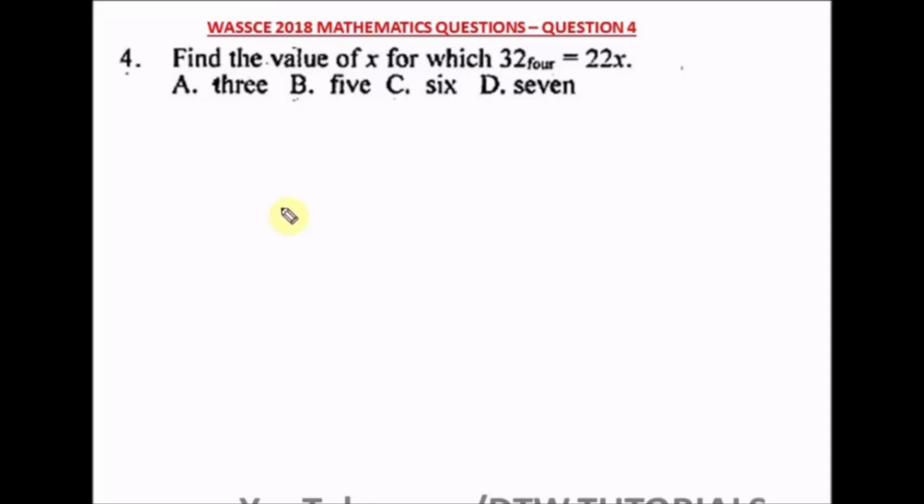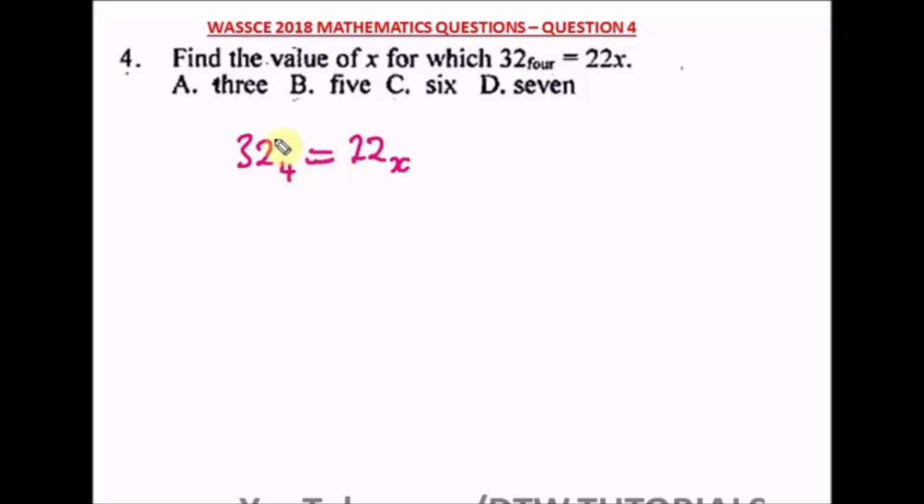Question 4 of the WAEC 2018 Mathematics Past Question, that's your WAEC exams. It says find the value of x for which 32 base 4 is equal to 22 base x. So we have 32 base 4 is equal to 22 base x. So we are to look for the value of x. Remember our number bases.